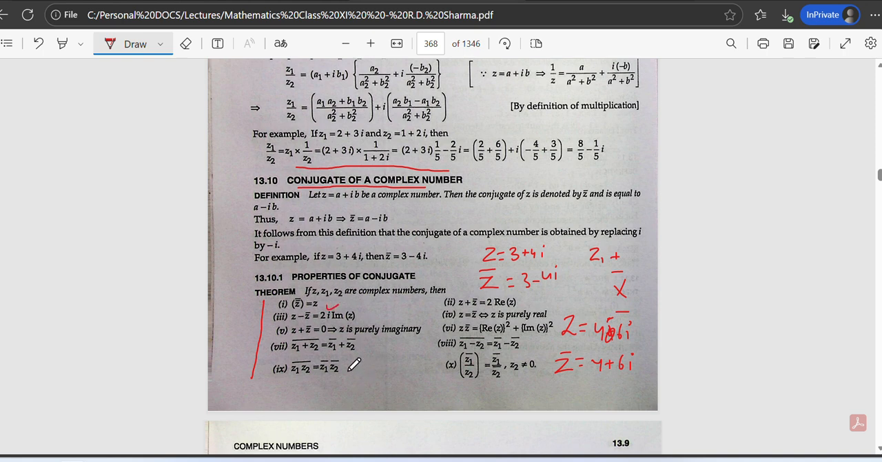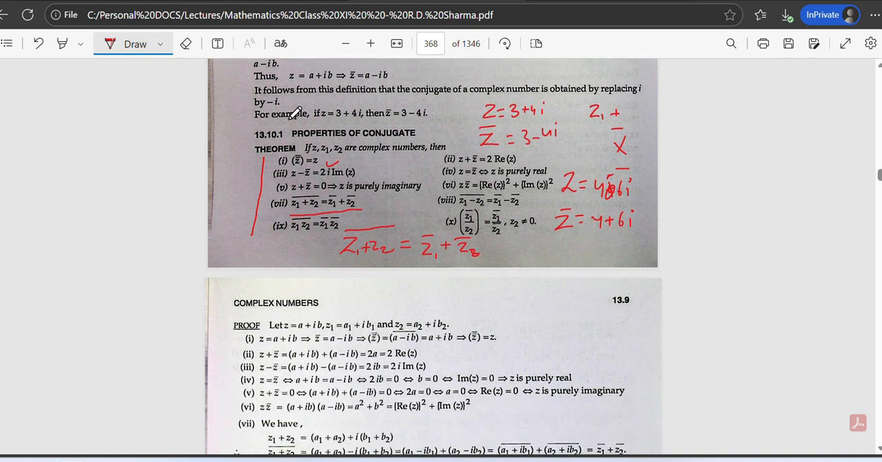Like if you see here, let's talk about z1 plus z2 and the whole bar is there, so that will be equal to z1 bar plus z2 bar. So you can prove it. Let's say you want to prove all these theorems, right? So you can take any, like you can call z1 as 3 plus 4i, you can call z2 as 4 plus 3i.